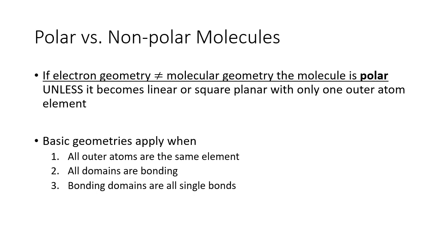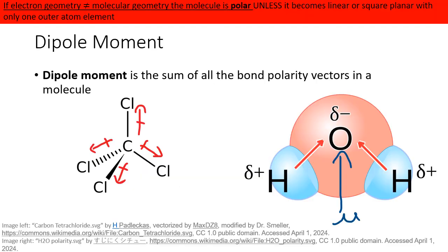So if you have polarity, it will have a dipole moment. Let's talk about what dipole moment is. A dipole moment is the sum of the bond polarity vectors in a molecule. I specifically use the word vector here because I am referring to a quantity with both magnitude and direction. Magnitude meaning how big, and direction meaning literally just direction. So if you add vectors of the same magnitude but opposite direction, together they equal 0.